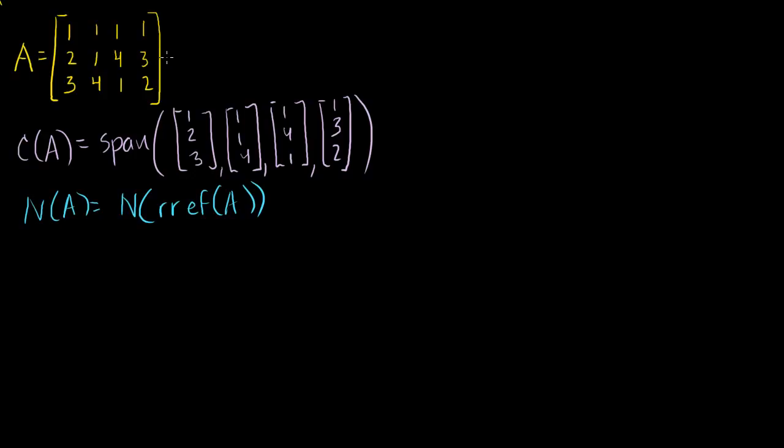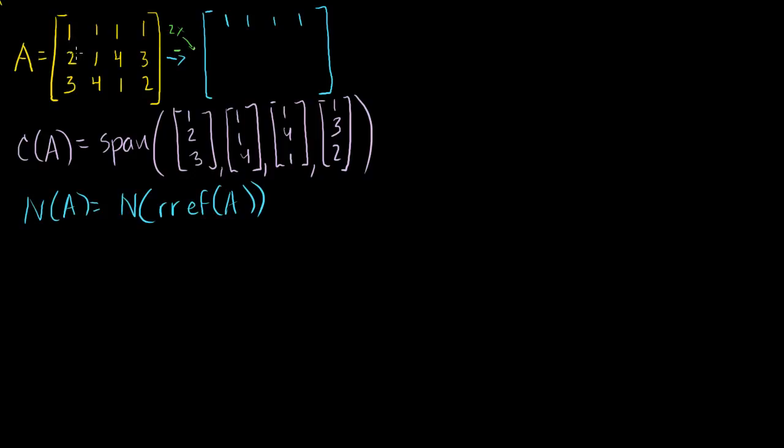So let's do that. So I'll keep row 1 the same: 1, 1, 1, 1. And then let me replace row 2 with row 2 minus row 1. So what do I get? No, I want to zero this out here. So row 2 minus 2 times row 1. Actually, even better, because I eventually want to get a 1 here, let me do 2 times row 1 minus row 2.